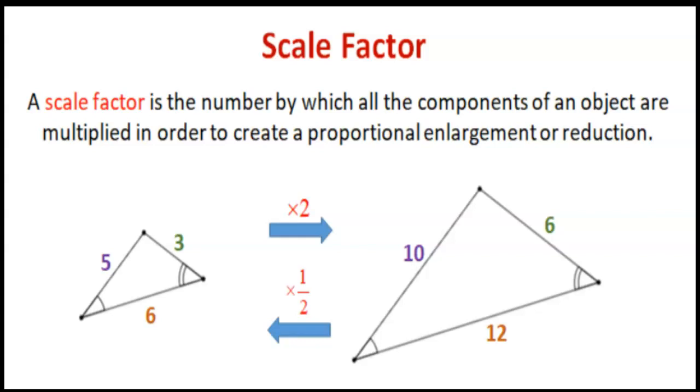In this situation, we multiply 5 times 2 to get 10, 3 times 2 to get 6, and 6 times 2 to get 12. We also multiply 10 times 1/2 to get 5, 6 times 1/2 to get 3, and 12 times 1/2 to get 6. Again, the scale factor is the factor by which you multiply to make it larger or smaller.